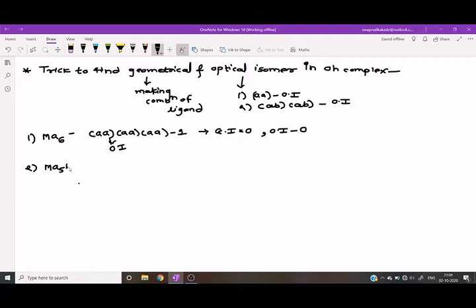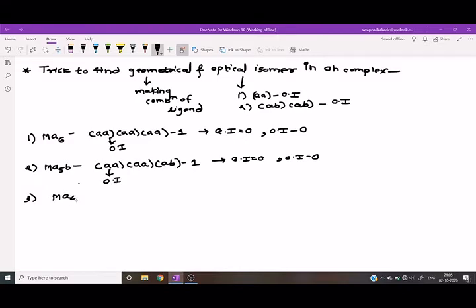Next example, first make a combination. Here only one combination is possible, therefore geometrical isomer is 0 and optical isomer is also 0, because in this pair the same ligand AA, therefore it is optically inactive.